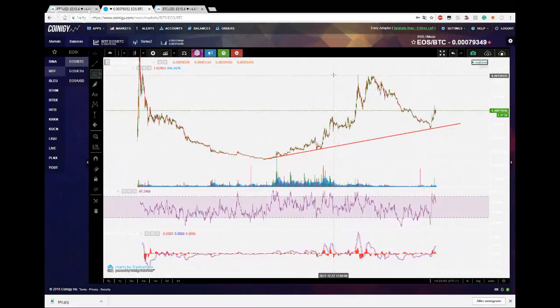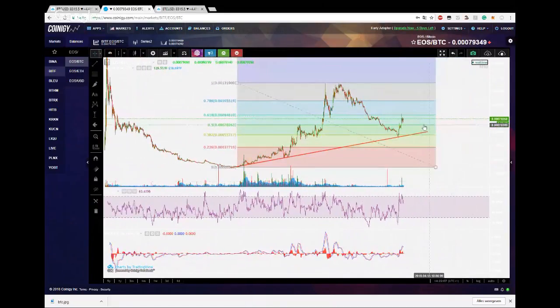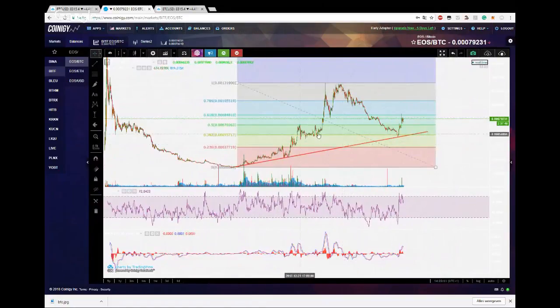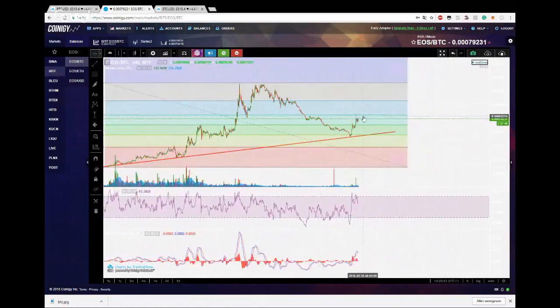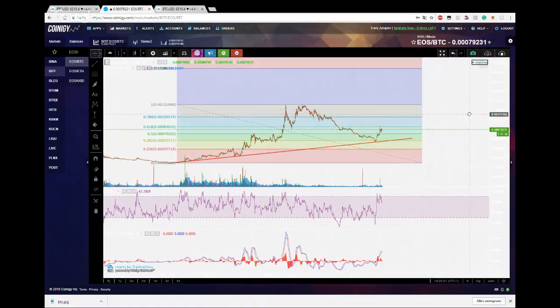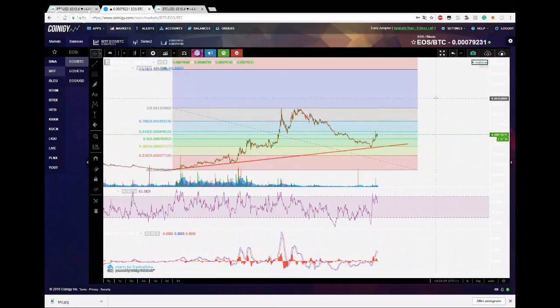Now, if we take our fib levels, there we go. We have just touched the 618 here. I think same story. It's really going to depend on what Bitcoin is going to do. And we could go 2 sides, which is up or down, obviously. So there's nothing to report about EOS now.